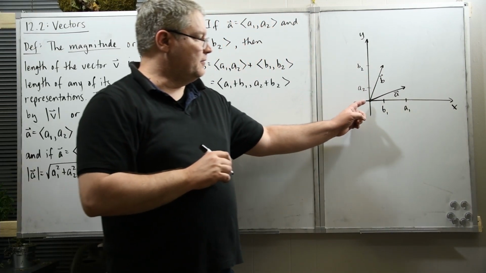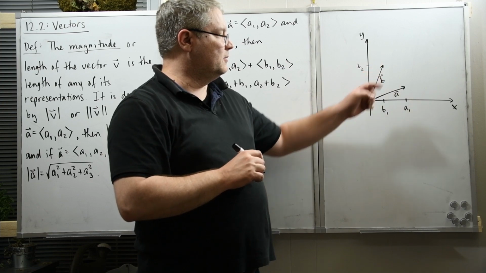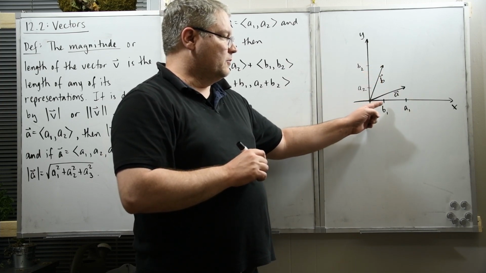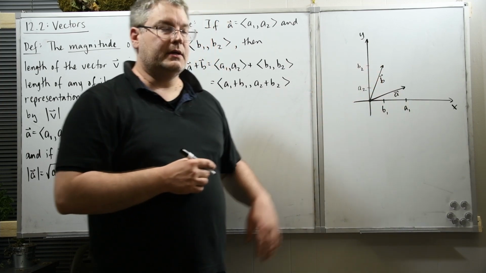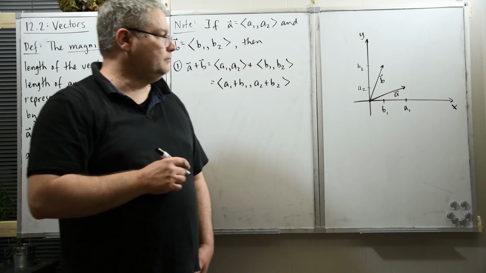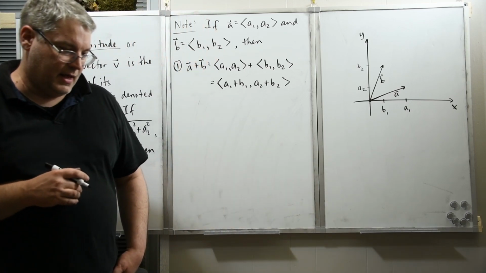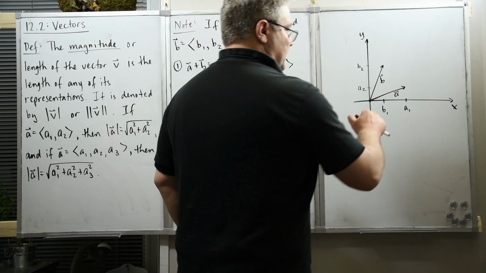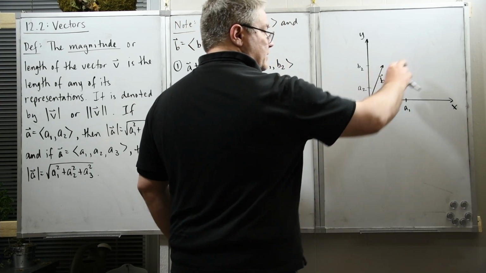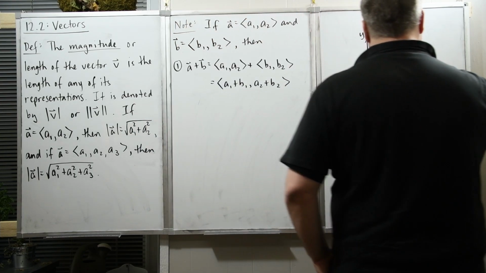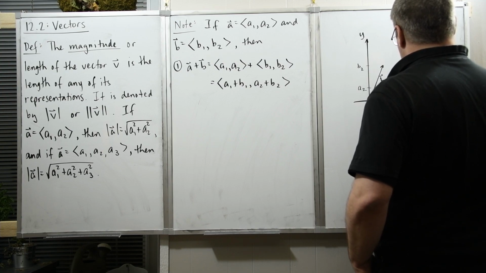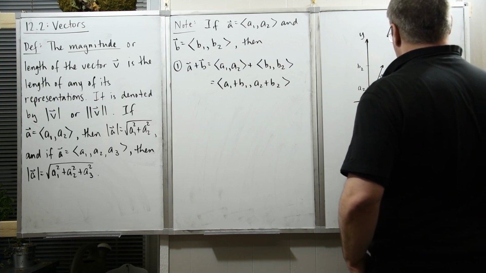So in other words, to get from the initial point of B to the terminal point of B, you would have to move to the right B1 units and move up B2 units. Now think about how you add A and B together. We take the initial point of B, put it at the terminal point of A. So you're going to have a picture that looks something like this.